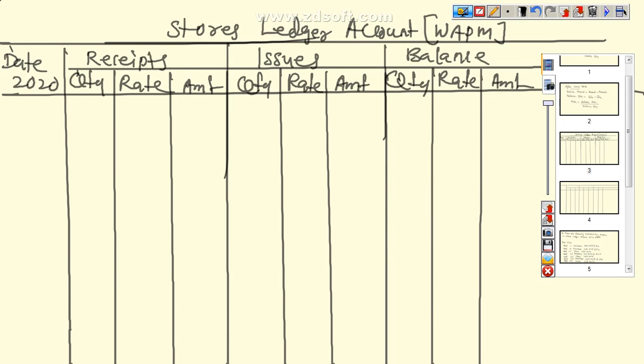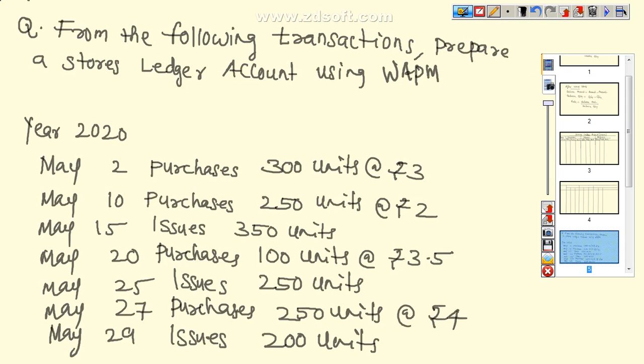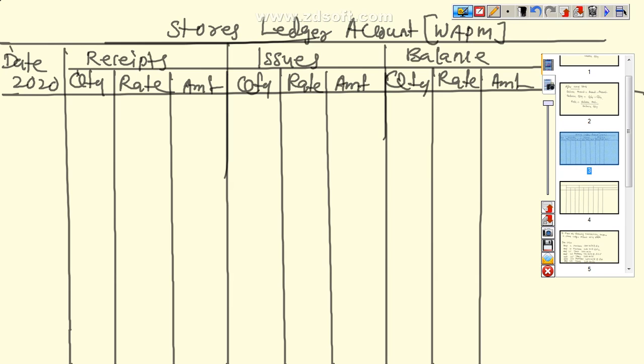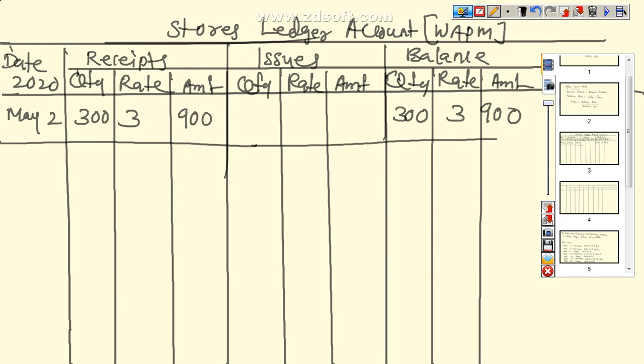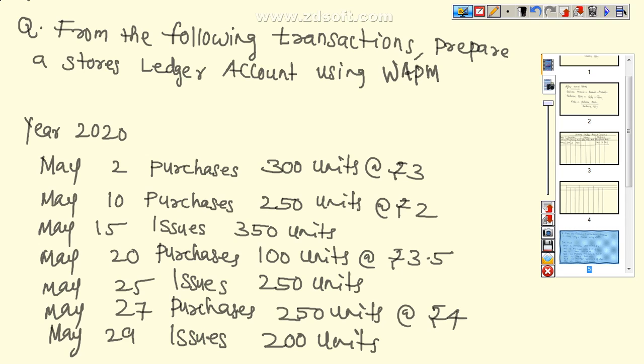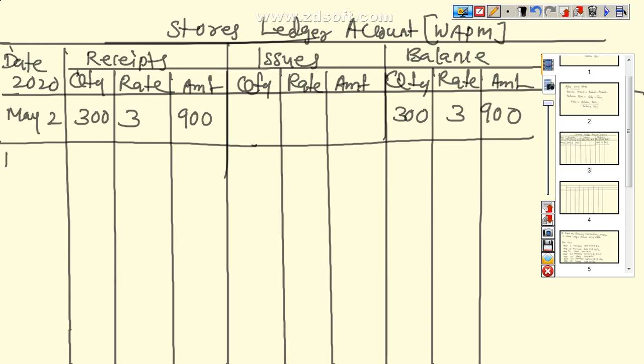So this is the question. First information: May 2, purchased 300 units at the rate of 3. So we write it here: May 2, 300 units at the rate of 3 is equal to 900. We write 300, 3, 900. After this we draw a line. Next transaction, May 10, we purchase 250 units at the rate of 2, so 500.